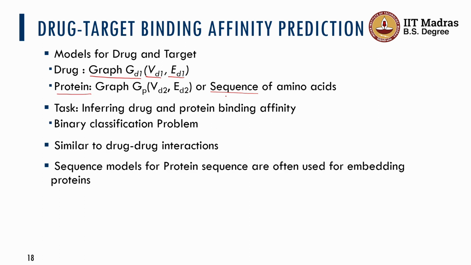As I told you, it is similar to drug-drug interactions. The only difference here is that in the case of drug, we have a molecular graph. In case of protein, we are taking a sequence of amino acids as a model. So it is graph to sequence interactions we are looking for. And as I told you, we can take a sequence because protein is a sequence and sequence models are often used for embedding proteins. Hence, we can actually use those models in this particular task.